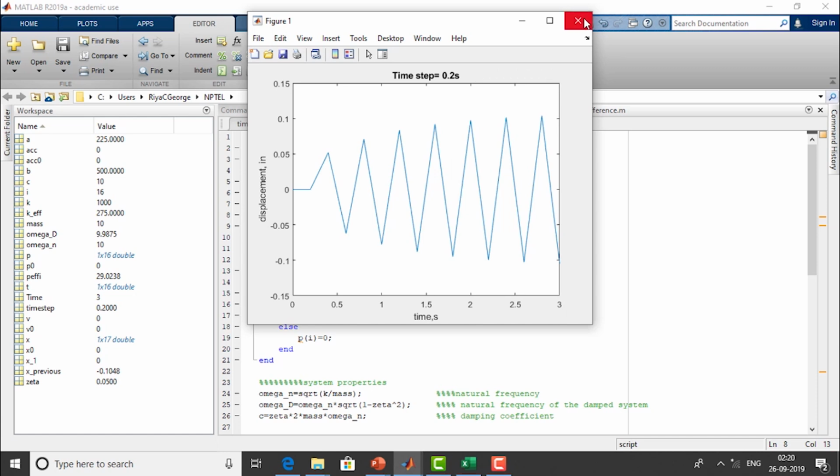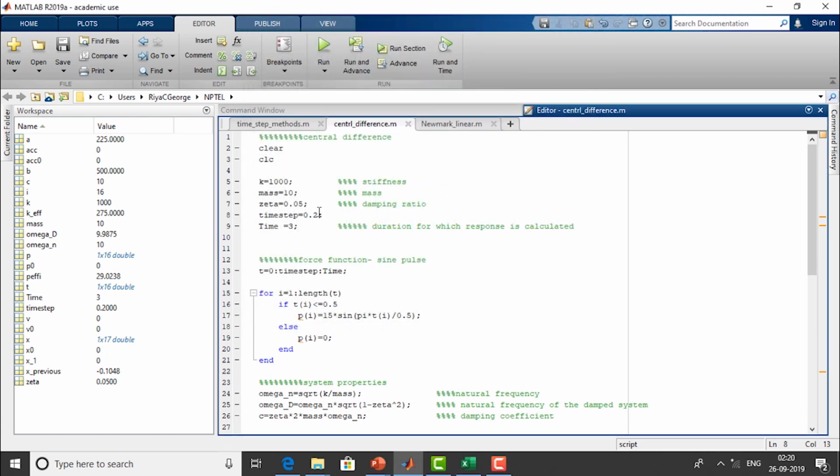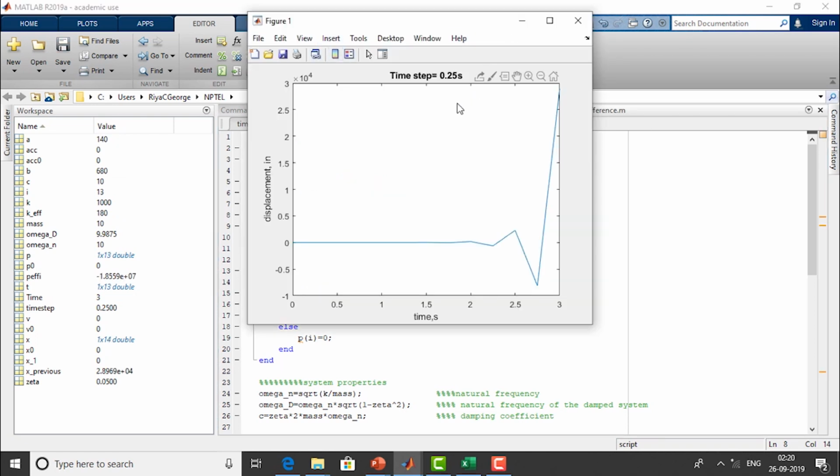And let's see what happens if we change this to 0.25 seconds. When we increase the time step further, the response we get is this, for up to 3 seconds. This amplitude is very high.